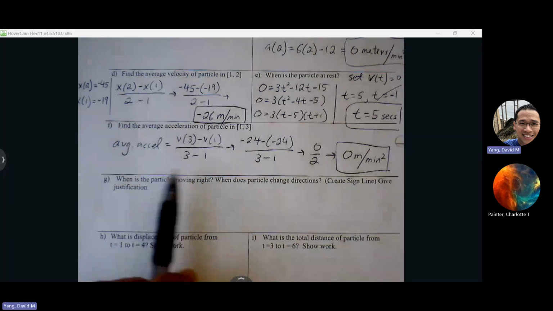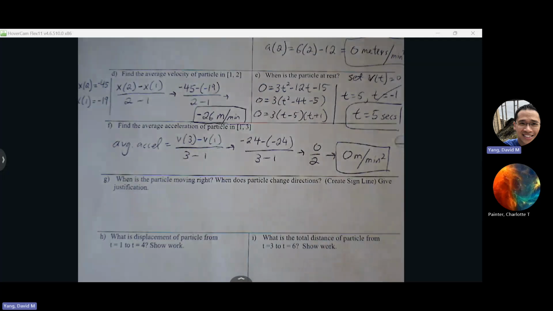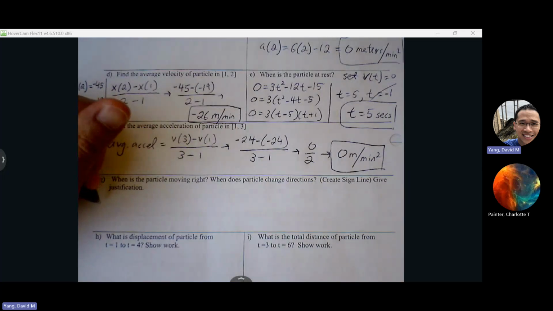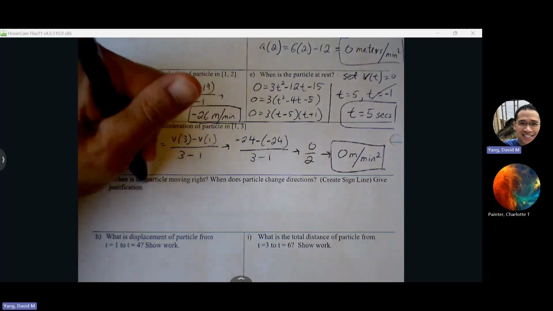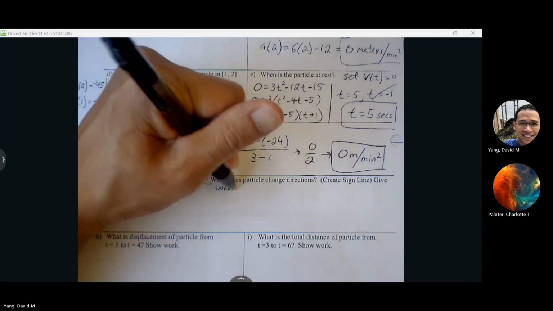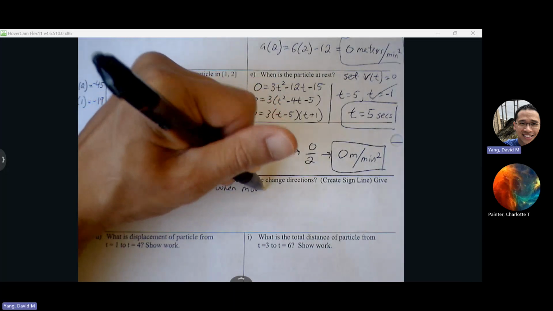When is the particle moving right? When does the particle change directions? So let's create our sign line, our velocity sign line. We have the data that we need from part E. We know when the particle is at rest, so that's going to help fill out our sign line. Let's also find when the particle is moving left as well, just so we can have everything in front of us.